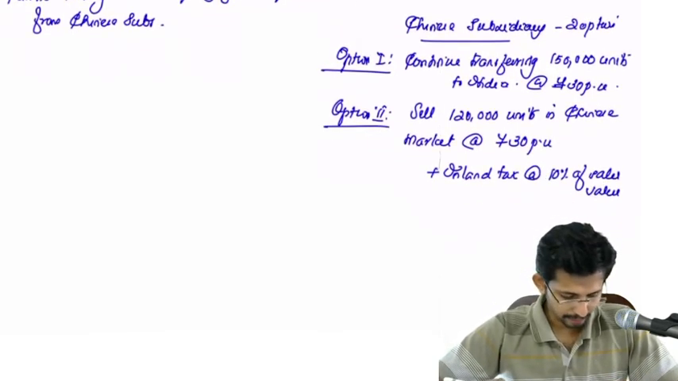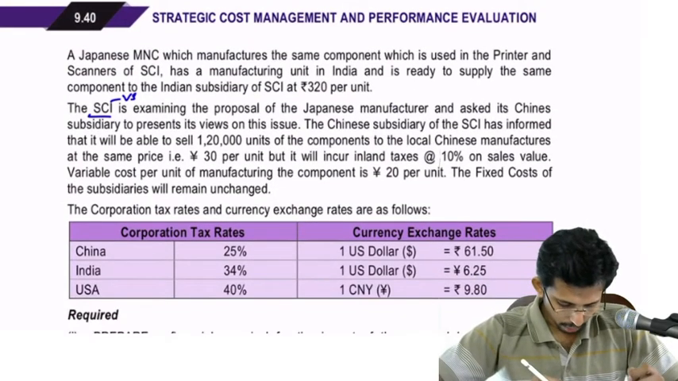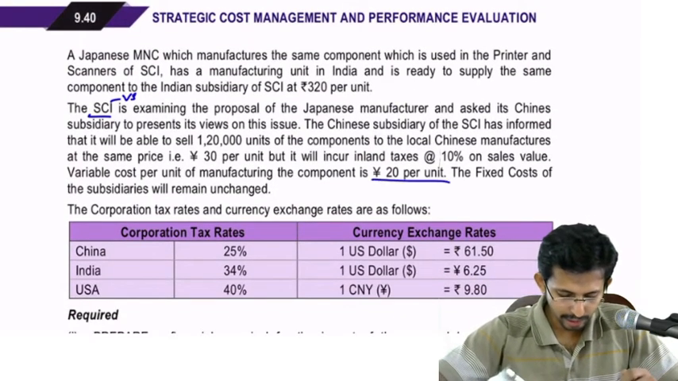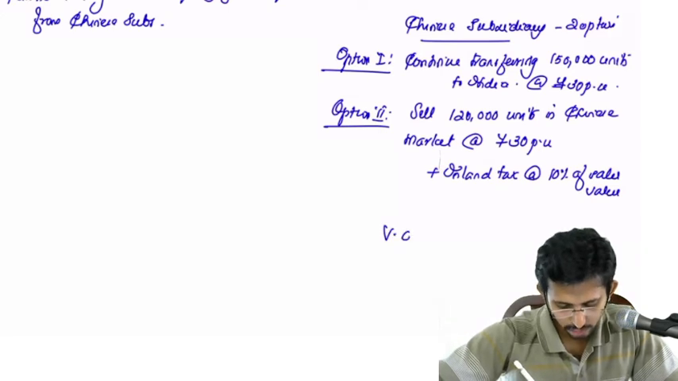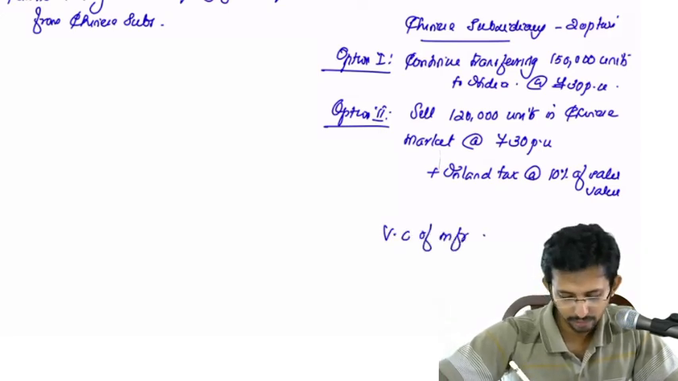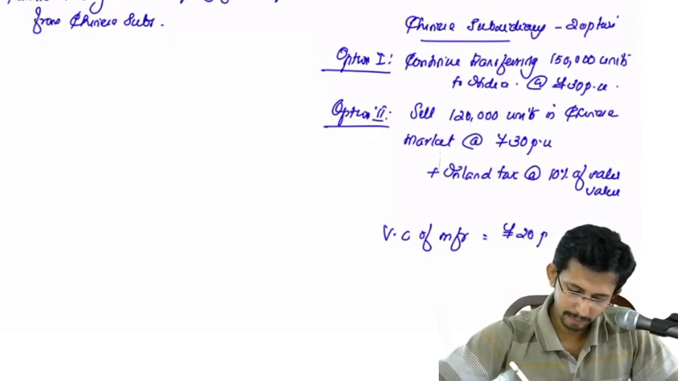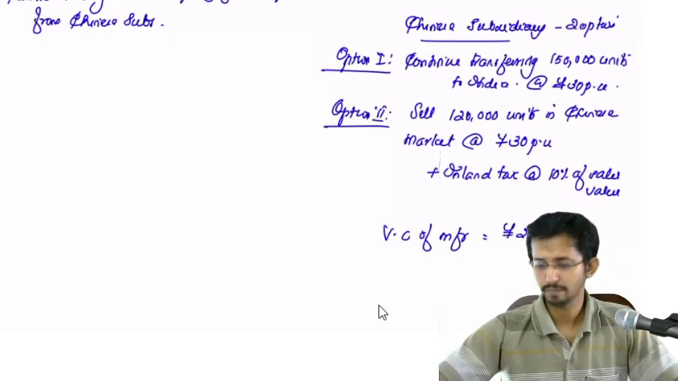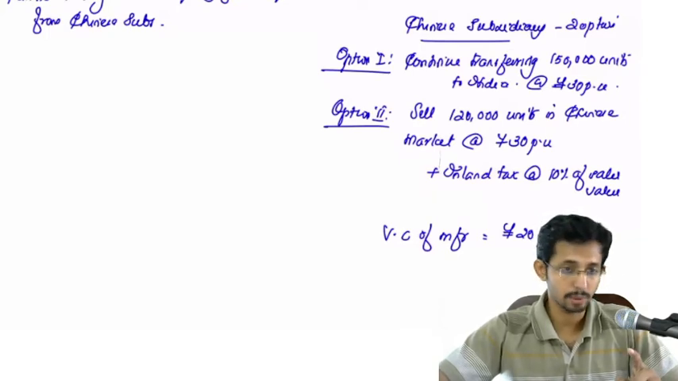Now going further, what does the question say? Variable cost per unit of manufacturing the component is 20 per unit. Fixed cost of subsidiaries will remain unchanged. So the variable cost of manufacture, how much? It is 20 per unit. Okay, so this is the information that is made available by the Chinese subsidiary.